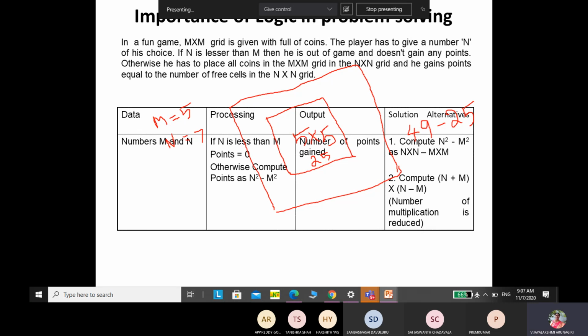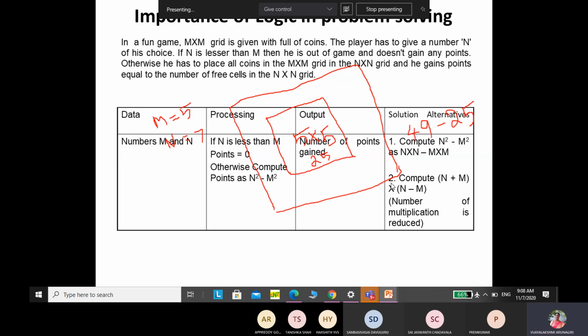And for this we can use a formula. What formula can we use? n squared minus m squared. Is it correct or not? Yes, ma'am. That's what we just did. With n squared minus m squared, we'll get the answer. Now the input we need is the m and n values, and first we have to check the condition whether the n value is lesser than the m value. Then we'll tell that points gained is 0 and we'll quit the program. Otherwise we'll compute n squared minus m squared. The output is the number of coins we gained.